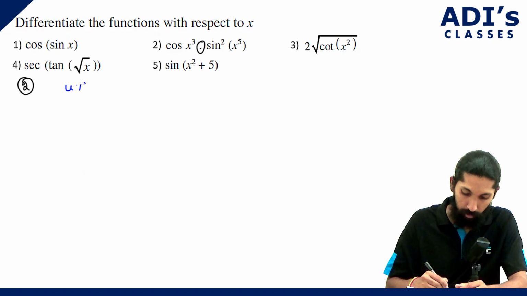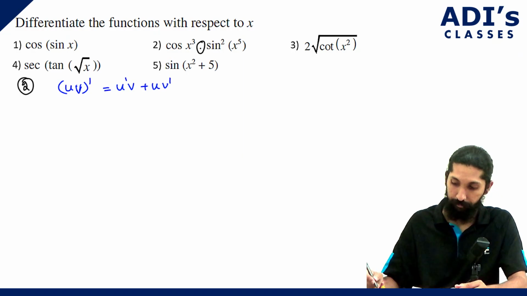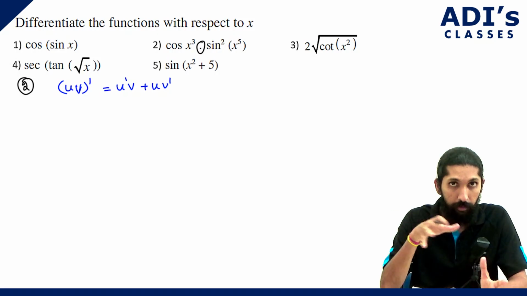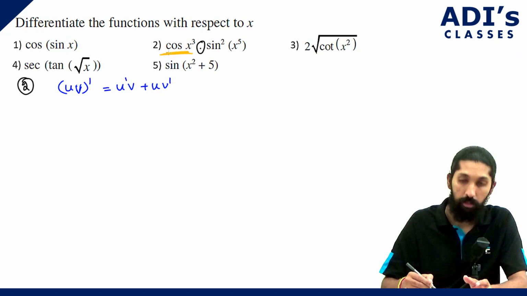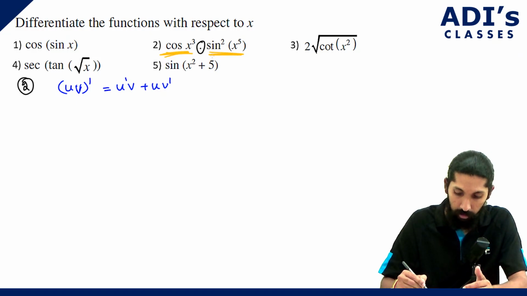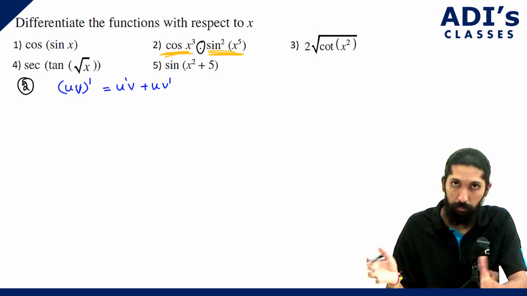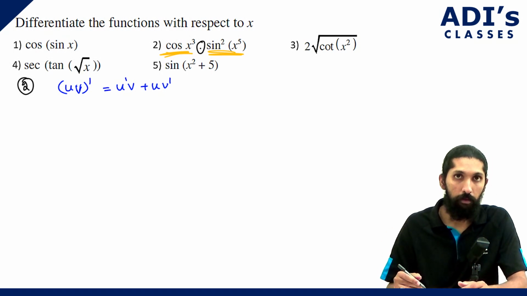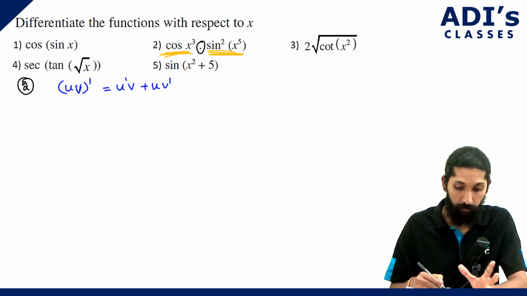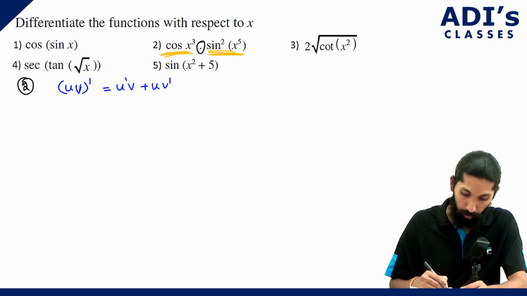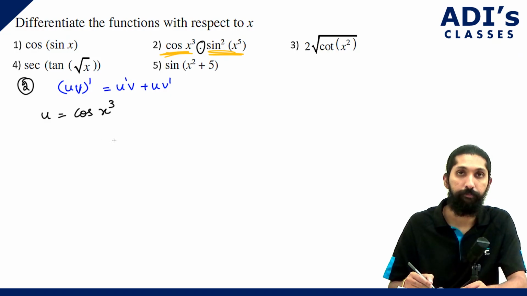So (uv) dash is nothing but u dash v plus u v dash, isn't it? We need that u dash and v dash. That means we need to differentiate this function separately, this function separately, and then you can just merge them together and get the answer done. Fair enough? So first we'll just differentiate cos of x cube. So we are taking u as cos x cube, isn't it?